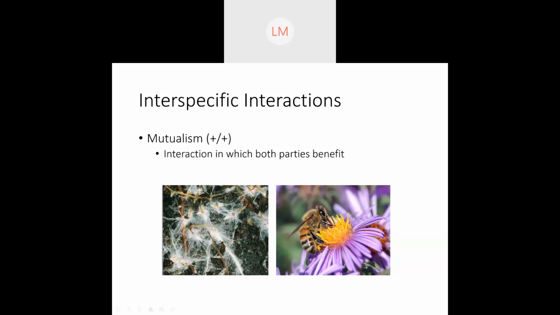Bees and flowers is another example of a mutualistic relationship. Bees are getting the nectar they need out of the flowers. The flowers are getting pollinated. Okay, so a mutualistic relationship. Both parties are benefiting.